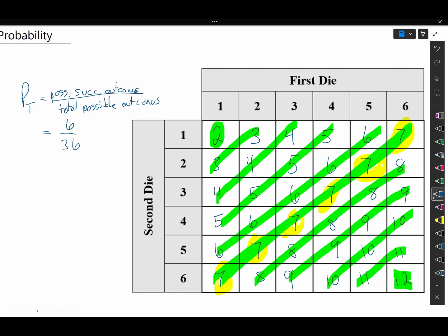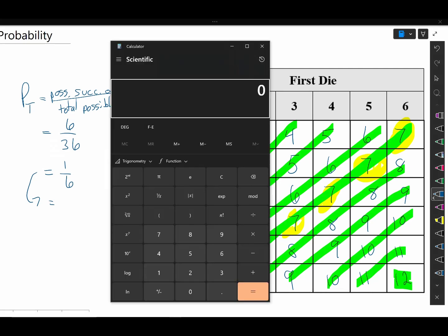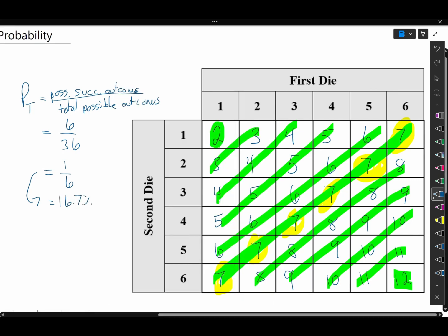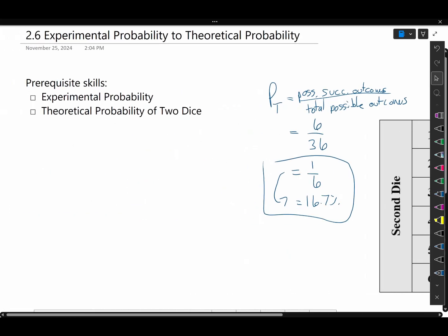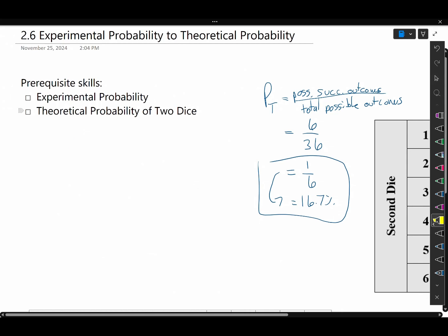Now we can reduce this fraction right here. 6 over 36 is another way of writing 1 over 6. If you would like to turn that into a percentage, that's 1 divided by 6 times 100. We're working with 16.7%. Fantastic. Now, that means we're expecting 1 out of 6 times to roll a 7. That means 16.7% of the times we roll a pair of dice, we're expecting a sum of 7. Fantastic. So we have already relied on our ability to calculate a theoretical probability of two dice.